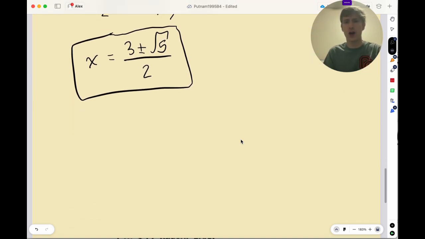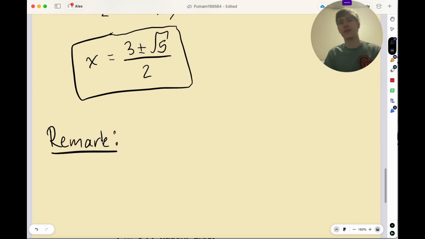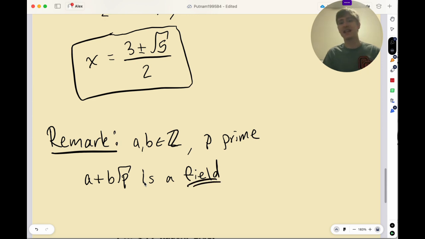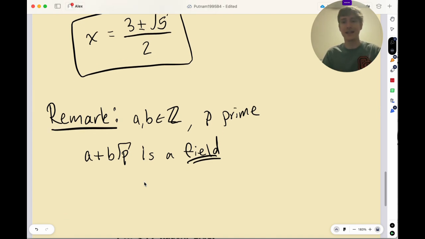Now, one remark that I'll make, okay, again, because I did think about this. So, assuming that a and b are integers, we have that a plus b root p, where p is a prime. This is what we call a field. And a field has a bunch of super nice properties, many of which you studied in grade school: commutativity, associativity, distributive law, inverses, all that kind of stuff. But it's not closed under square roots. Fields in general are not closed under square roots.